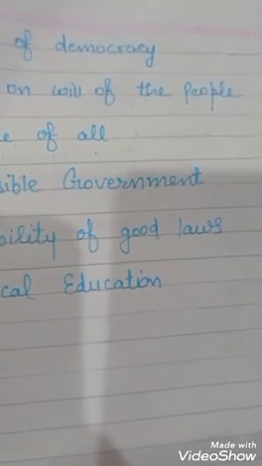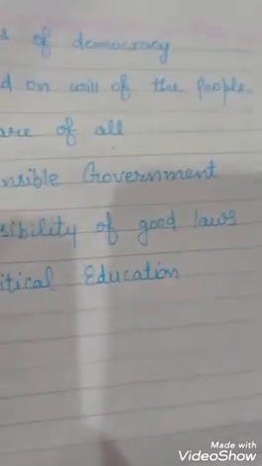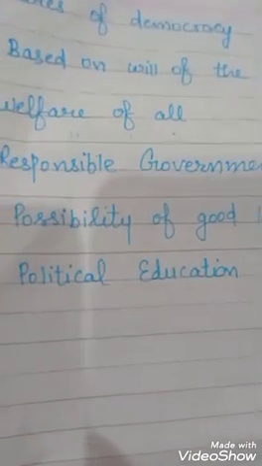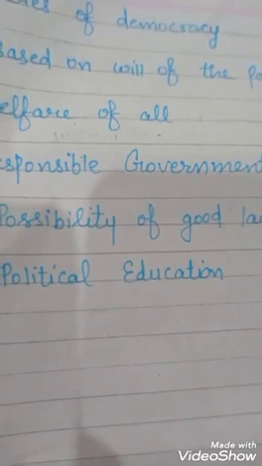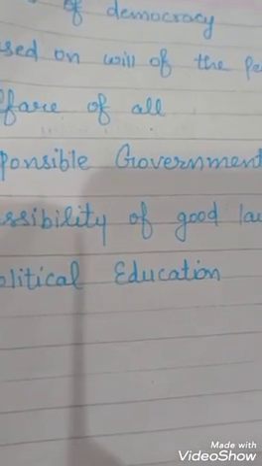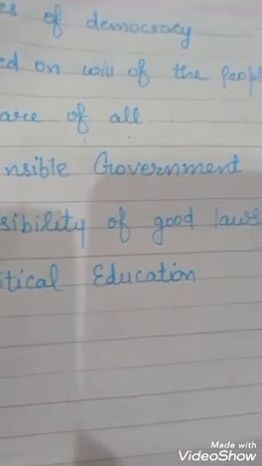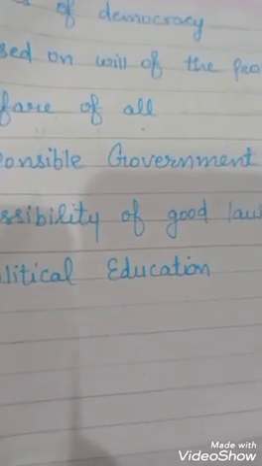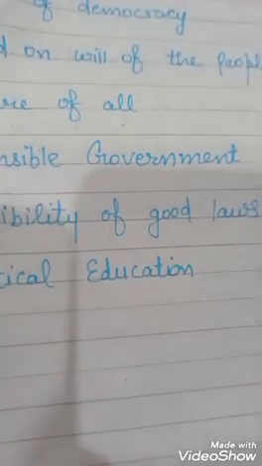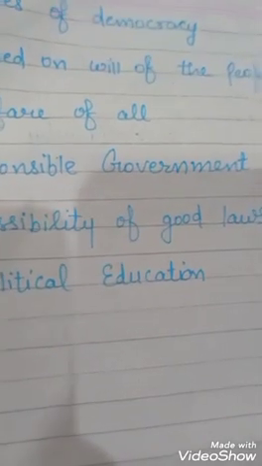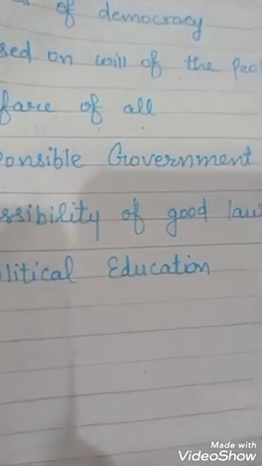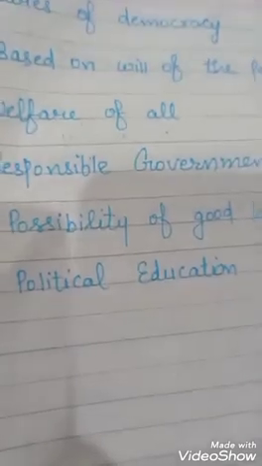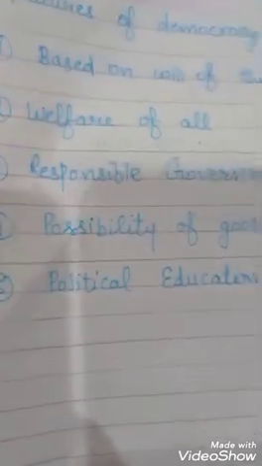Next point is responsible government. A democratic government is a responsible government. It means it handles all kinds of responsibilities. The representatives are elected by the people, and after winning the elections, the government is responsible to the people, and in case they don't remain responsible before the people, the people can change them during the next election.